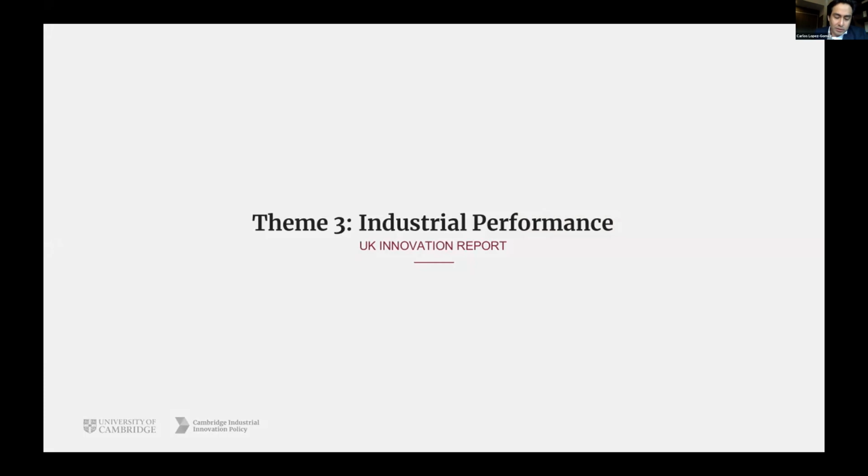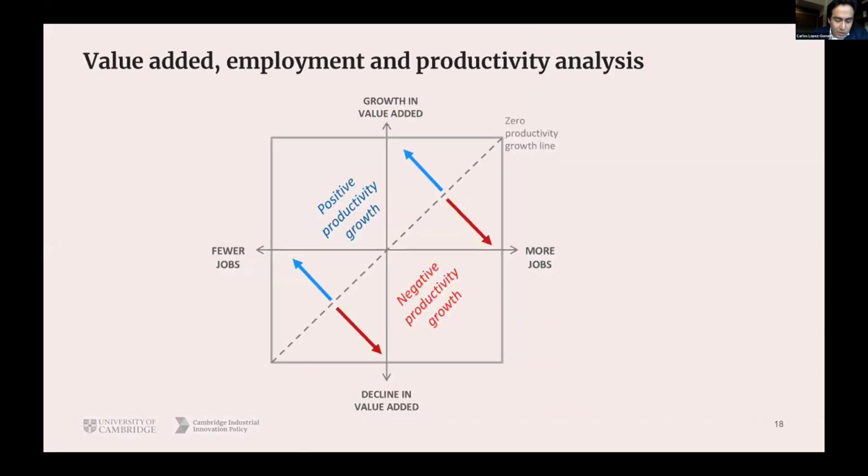The third section of the report, industrial performance, explores how UK industries are performing in terms of productivity, value added, and employment, and whether they are investing enough in R&D compared to international peers. So this figure demonstrates the relationship between value added, employment, and productivity. The horizontal axis here measures the change in employment, so fewer jobs to more jobs. And the vertical axis measures the change in value added during the period of analysis. So what it allows us to do is to have a more detailed country and sector comparison than by only considering overall productivity growth figures, by explicitly showing us how productivity grows or declines. So let me illustrate in the next graph.